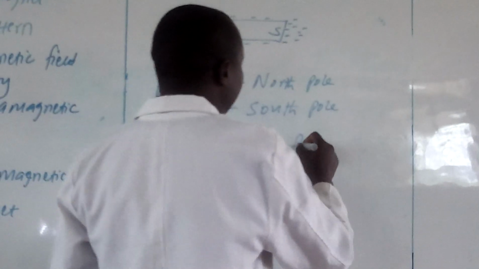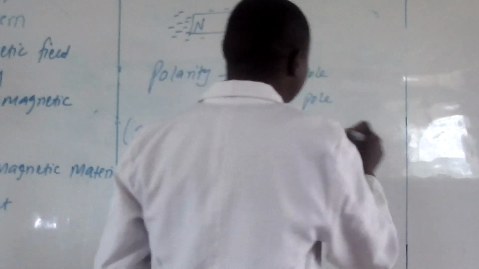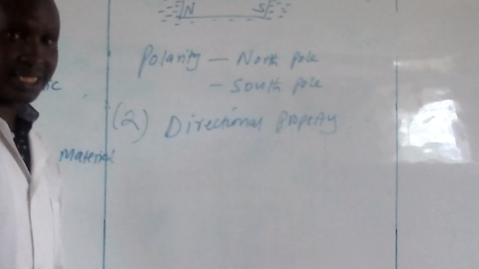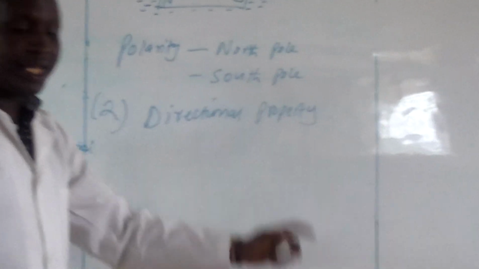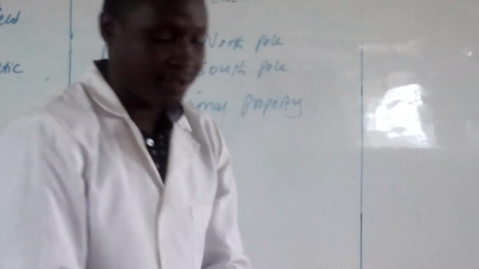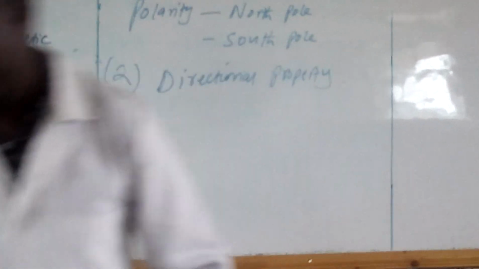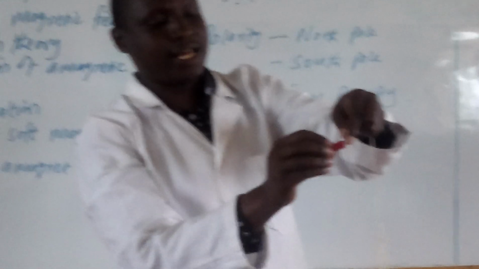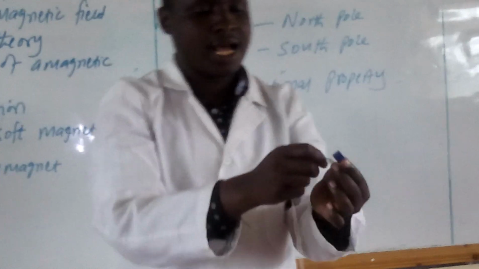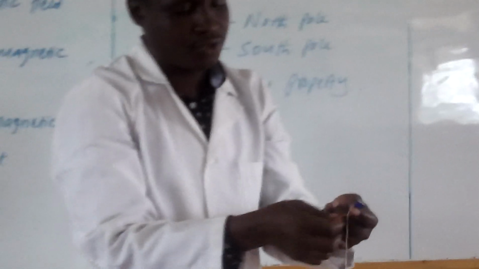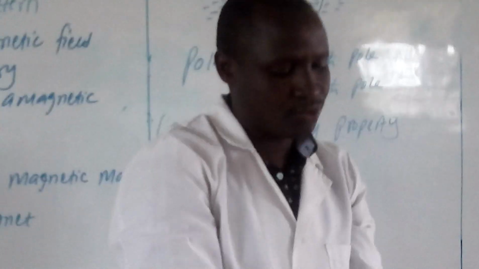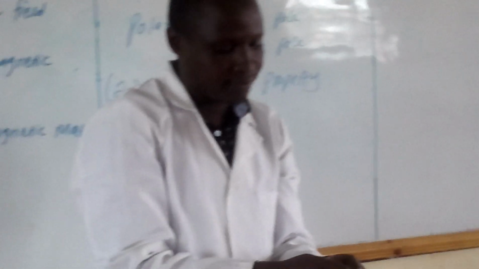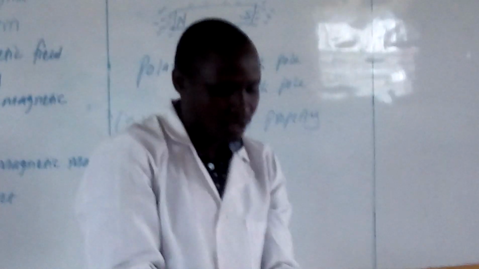Directional property. That's the second property of a magnet. If, for example, we take a bar magnet, and I will show you, I have a bar magnet here and I have a thread here. We take a thread like this one here. So let me demonstrate a bit of the directional property.